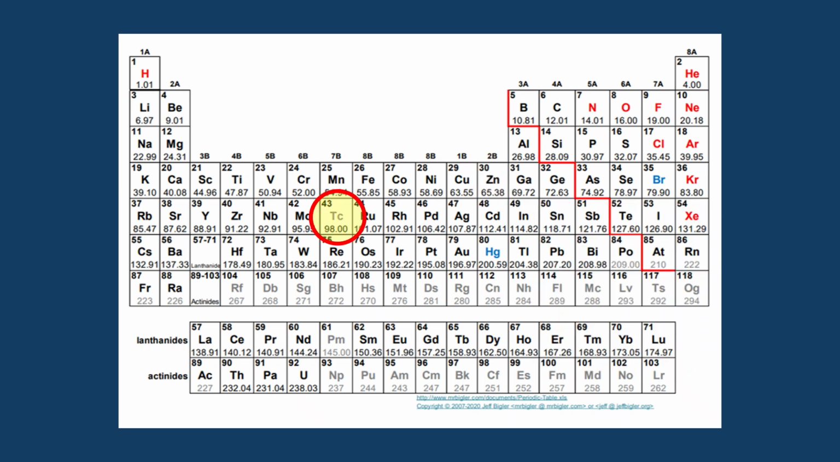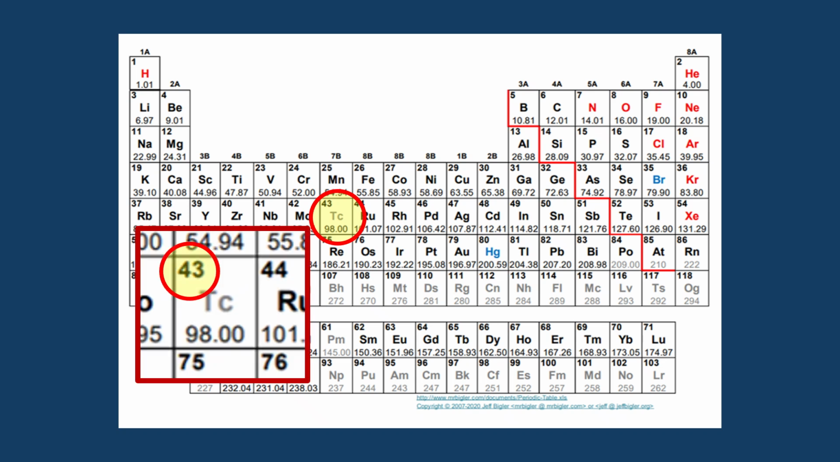Honestly, you won't use technetium very much, but it's located on the second row of the transition metals beside molybdenum, which we will use from time to time. The atomic number is again the whole number found near the top, in this case 43.